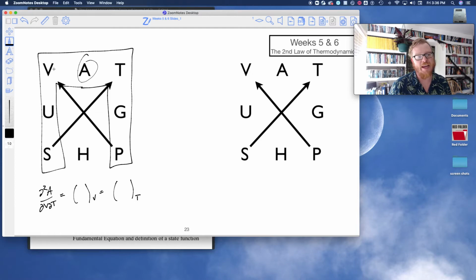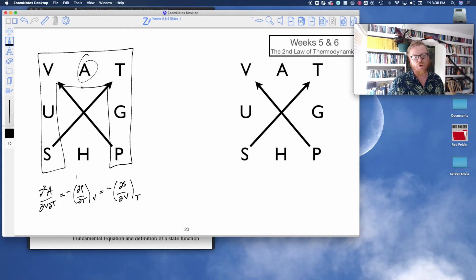So let's go to the V. And now you can see I have to work my way against the arrow. So that's a negative sign. And that's going to be partial of P by partial of T at constant V. And then now when I go to T, I'm also going against the arrow. So that's also a negative. And now that goes to partial of S by partial of V at constant T. And yes, I got all that right.